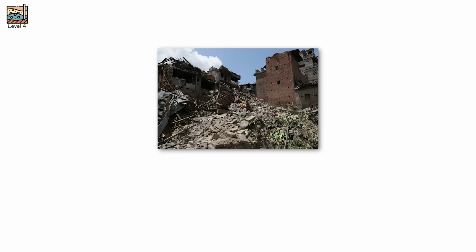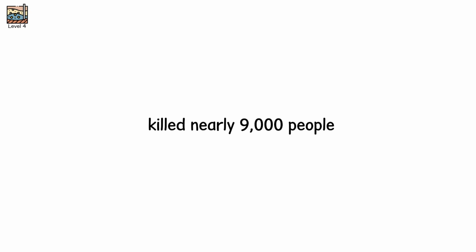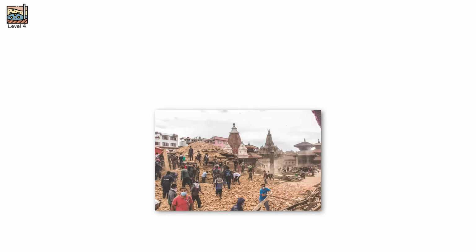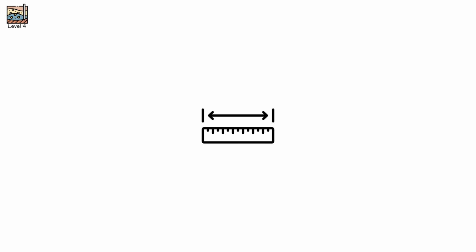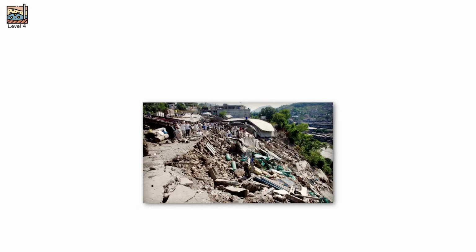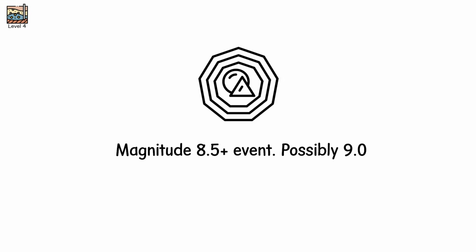Nepal's 2015 earthquake, M7.8, killed nearly 9,000 people. Kathmandu's temples crumbled. Villages vanished. The fault hadn't even ruptured its full length. In Pakistan, 2005's Kashmir quake, magnitude 7.6, left 86,000 dead. This region is ripe for a magnitude 8.5 plus event, possibly 9.0.